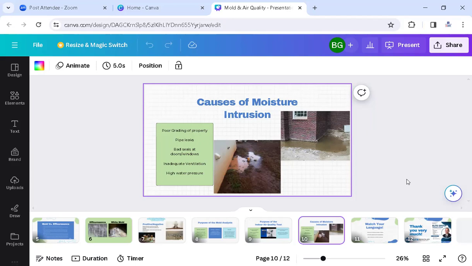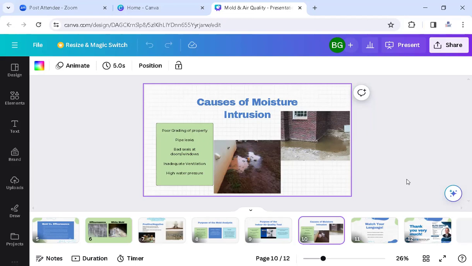It goes through substances. Bad seals at windows and doors. A lot of people don't think about this one, but if you have a leaky window seal and it starts to get moisture inside the house, it's probably going to go right through the wall and right into the drywall where there's plenty of food, water, and then moisture. And then there could be all kinds of problems.